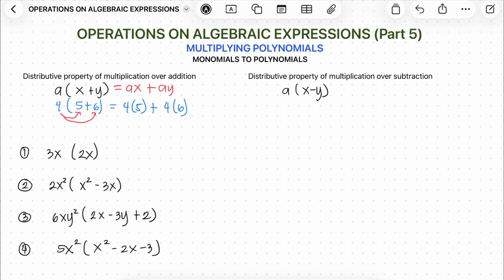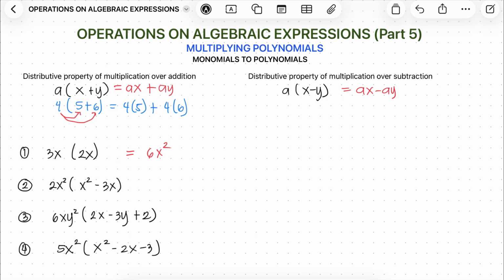Okay? Another one in subtraction is the same process. This will be a times x, ax, and then a times negative y is negative ay. So we will apply this skill in multiplying polynomials. Number 1, we have 3x times 2x. Well, this is monomial by monomial, so we will just multiply the numerical coefficients. That's 6. x times x is x squared.